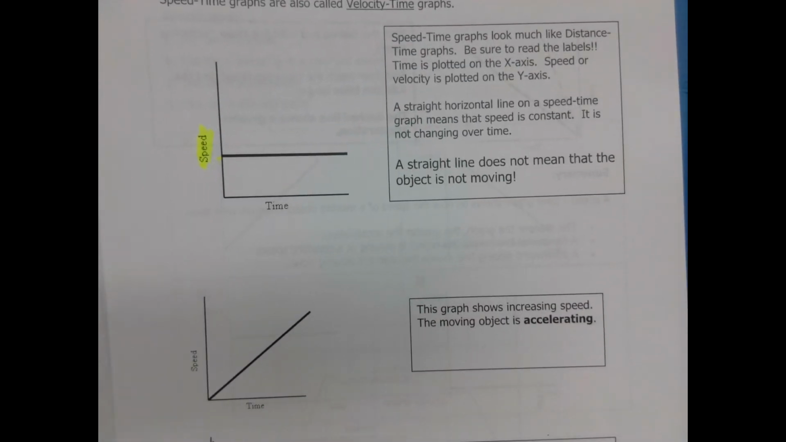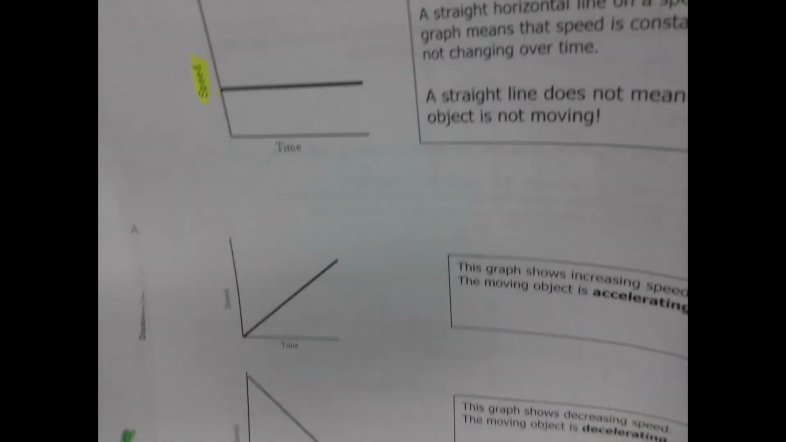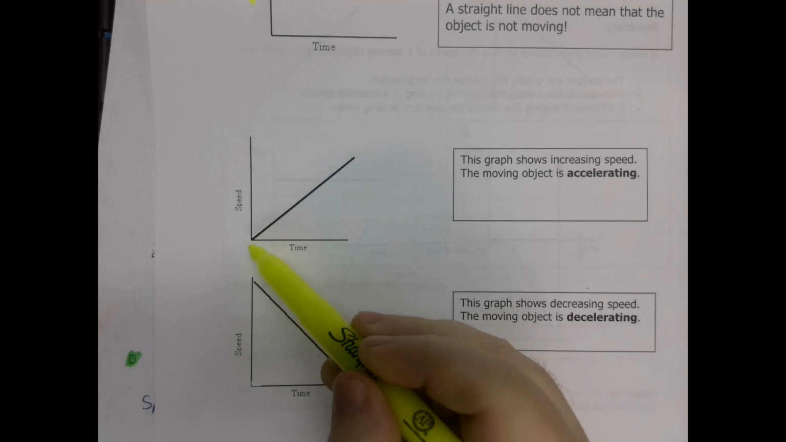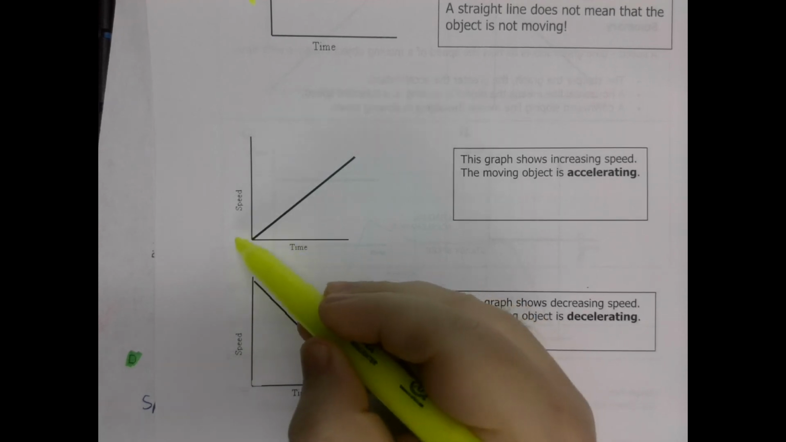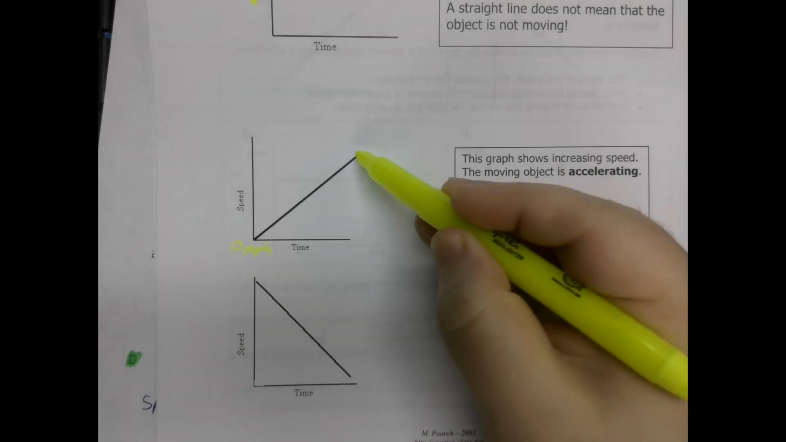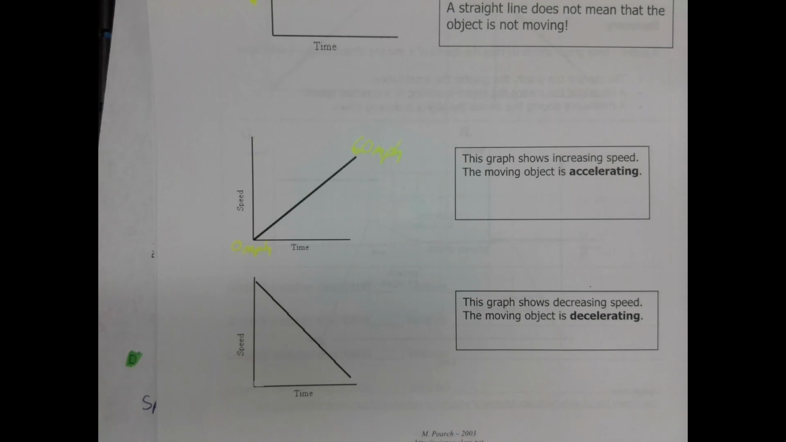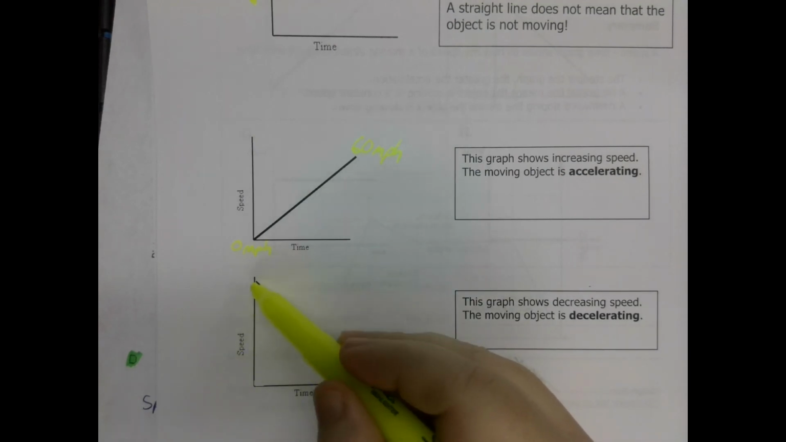This graph shows increasing speed. The object is accelerating, it's getting faster. So here your speed is increasing, so you're going from like 0 miles per hour to like 60 miles per hour. Your speed is increasing. Here, your speed would be decreasing. It's also known as deceleration.